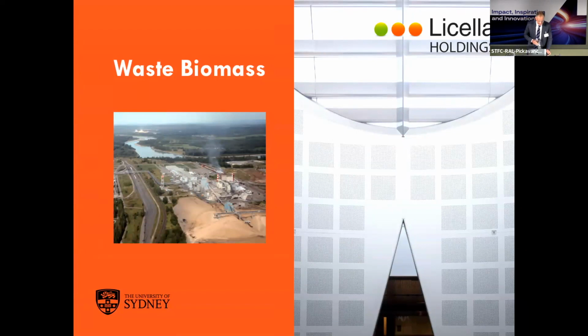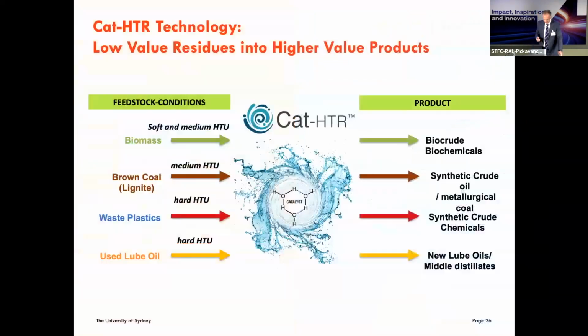What you see there is Prince George in the picture. That's the world's largest biomass refinery, pulp and paper mill, 6 million tons of trees sustainably harvested. Their harvesting cycles are 120 years, so they look after the forest very well. So what I've done with my group is work out a new technology called Catalytic Hydrothermal Reactor technology.